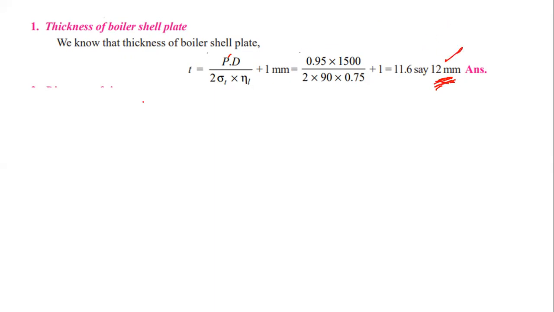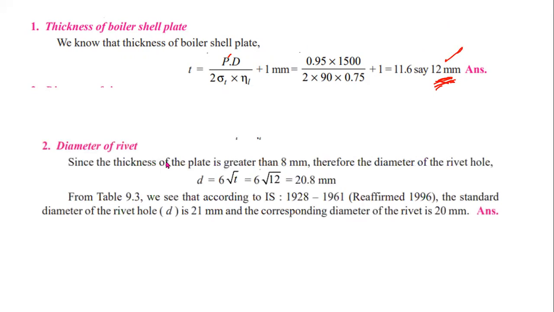Okay, in the second step you have to determine a suitable size of the diameter of a rivet. Here the given thickness of the boiler shell is 12 mm. That value is above 8 mm. If the thickness of the boiler shell is above 8 mm, then you have to consider the formula d equal to 6 root t. d is the diameter of the rivet. Substitute the value of t in this equation, you can get the value of the diameter of a rivet. 20.8 mm is the answer for the diameter of a rivet.